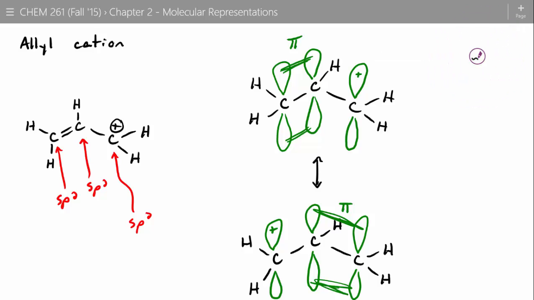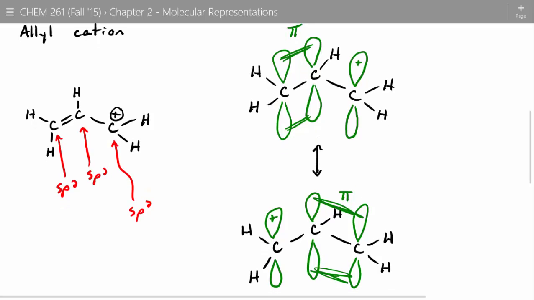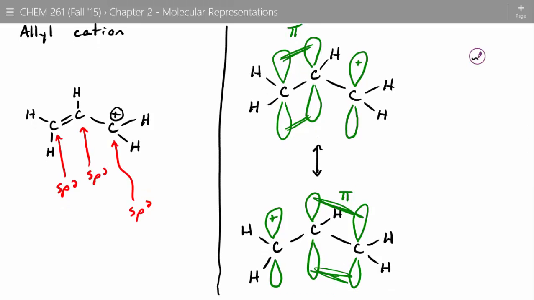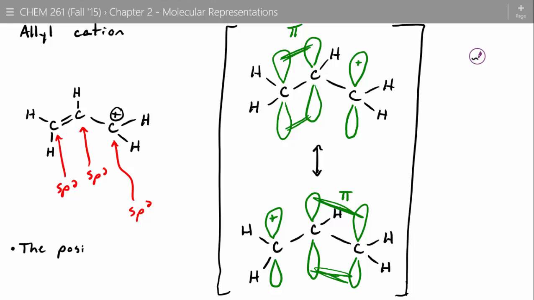This is what's going on when we're looking at resonance structures, is the electrons aren't stuck in one position. They can actually delocalize across multiple atoms in a molecule. So if we think about this, the positive charge, where is it located? Is it on the left or on the right or on both?